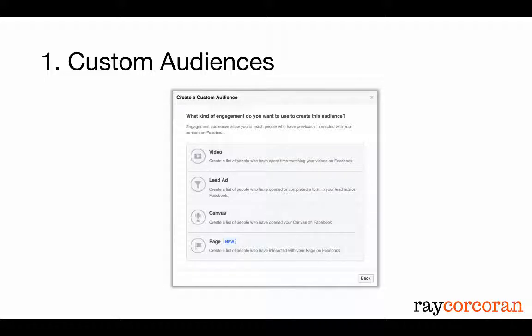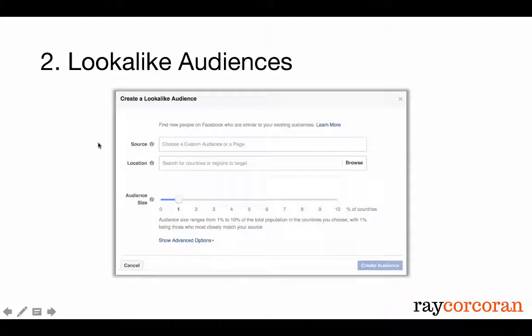And if you're wondering, this is what happens if you click on engagement. So if you just go back, if I click on engagement, it'll go through and it'll give me a number of sub options as well. So if I want to create a group of people that engage with a video or a lead ad that I've run, or a canvas ad, or just general things on my page, then I can select that there. So very, very cool. The next one is lookalike audiences.